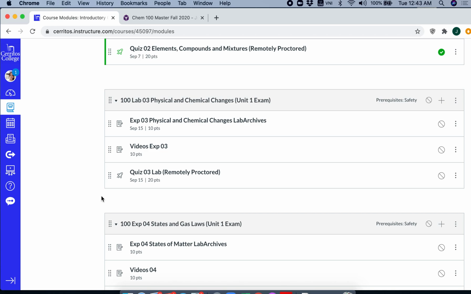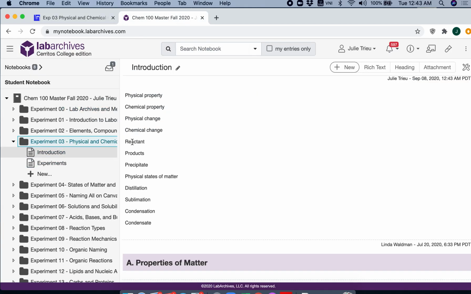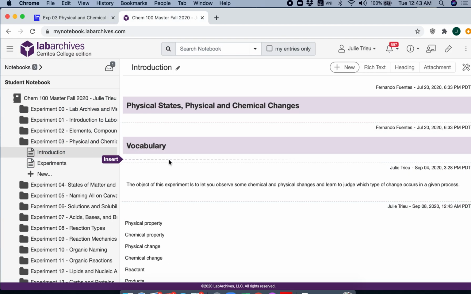This is Experiment number 3, physical and chemical changes. Log into your LabArchives notebook and read the introduction first. The introduction will tell you the purpose and what you need to know to prepare for the lab quiz.